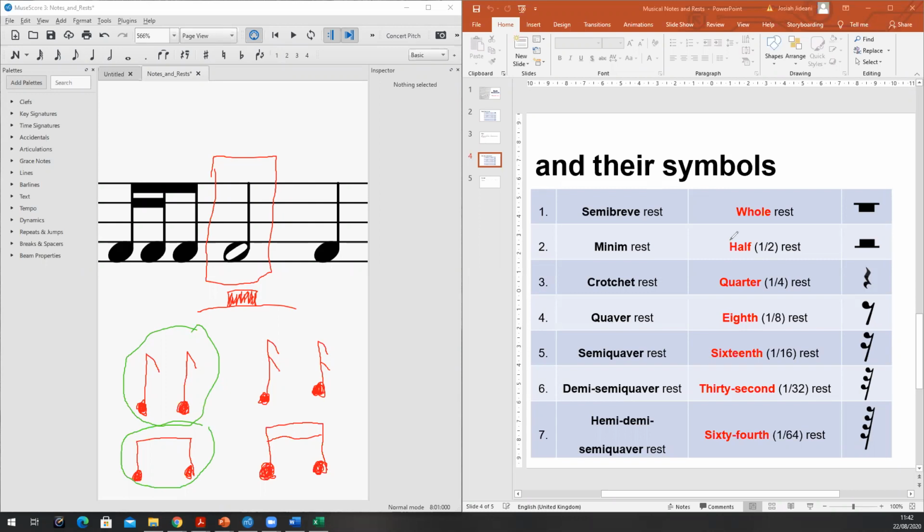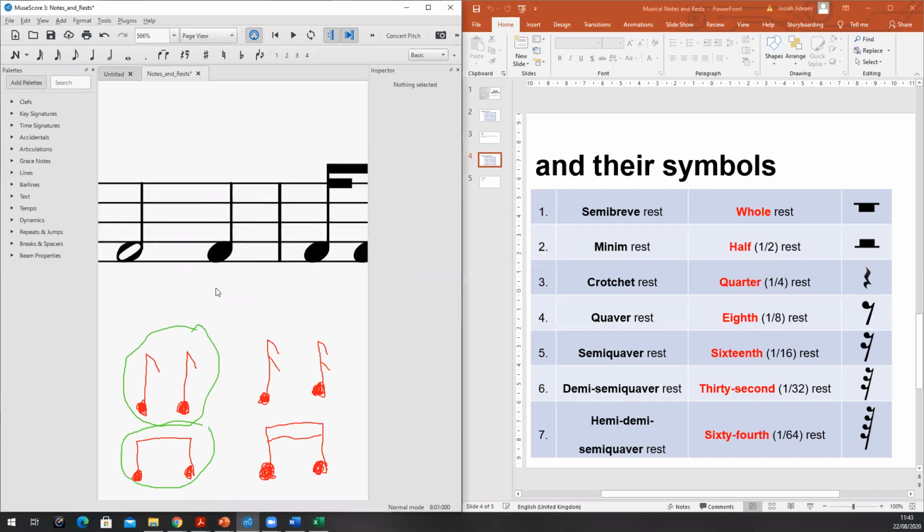Okay. Darasimi, what's the next one? What's the name of the next note? It's a crochet. What is the equivalent rest? A quarter rest. It's a quarter rest. Okay. And it looks like the thunderbolt. All right. So that's straightforward.